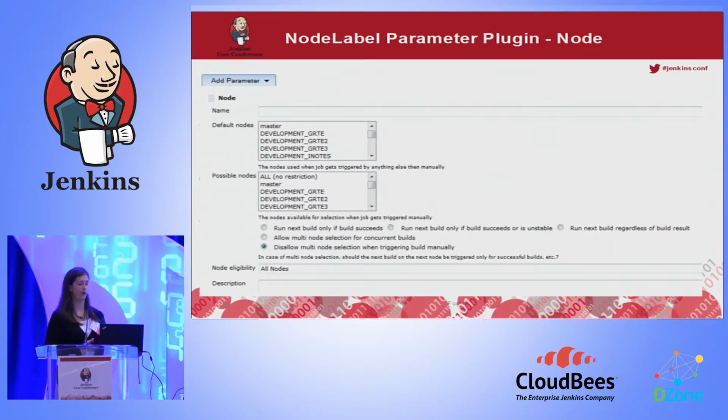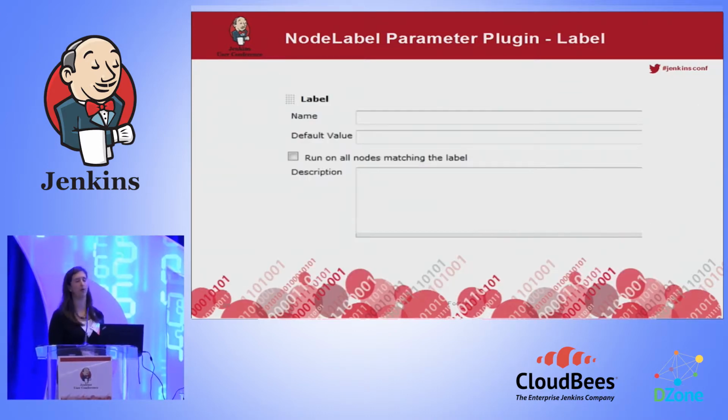This is the other one that I talked about, the NodeLabel one. It gives you a parameter that's essentially the node, and you can customize it so that it only allows certain ones to be selected, and that can be passed in, whether it's someone running the job manually or the pipeline triggering it. And this is what the label one looks like. There's the node parameter and there's a label parameter, and you can specify what the label can be.